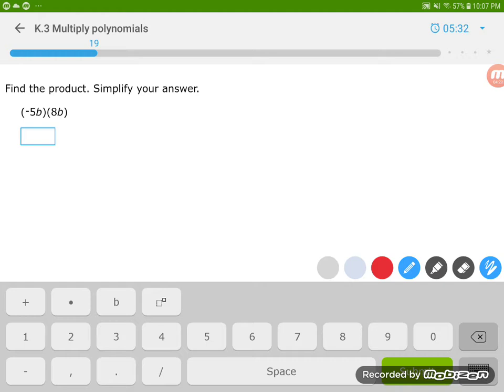Okay, so I'm going to show you another way to think about this, and this is something you've probably seen before. We call it the box method, and how we use it is we look at our two numbers that are multiplying, and then for each term in those multipliers, we're going to make a space on a box. So notice we have a monomial and a monomial. So we have a negative 5b right there, and we have an 8b that can go right here.